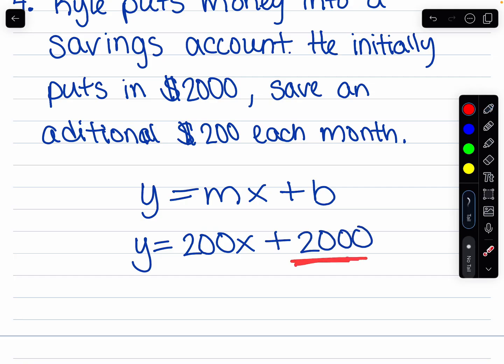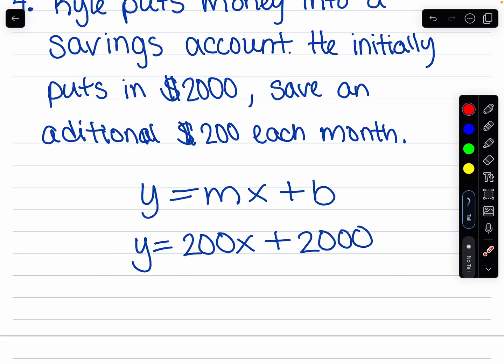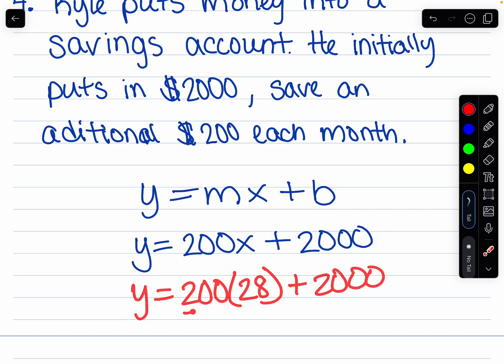Because he put $2,000 in initially. That only happened one time. And then 200 is being multiplied by x. So what would x represent here? The number of months he's been saving. So after we write this equation, would you be able to find out how much money he has saved after 28 months? Yes. How? Replacing x with 28. So we'd say y equals 200 times 28 plus 2,000, and then just solve this side. Multiply 200 by 28, add 2,000 to it, you would know how much money is in his account.